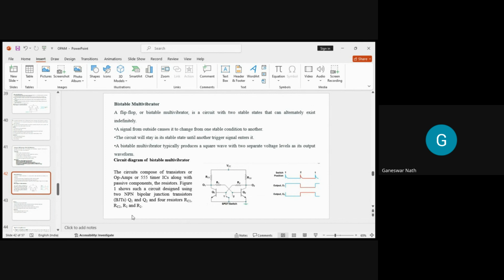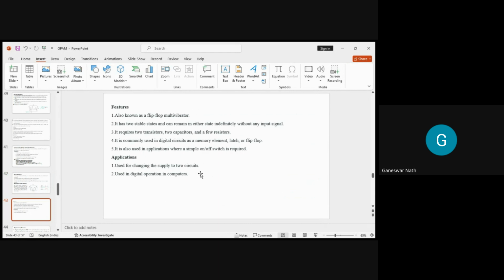Your circuit, the multivibrator here. Then I've just written up the same thing here. You can read. So these are some features, like it is an input known as a flip-flop multivibrator.